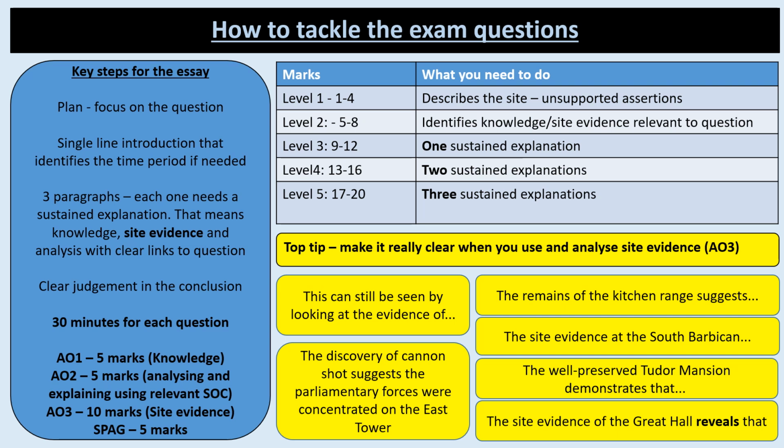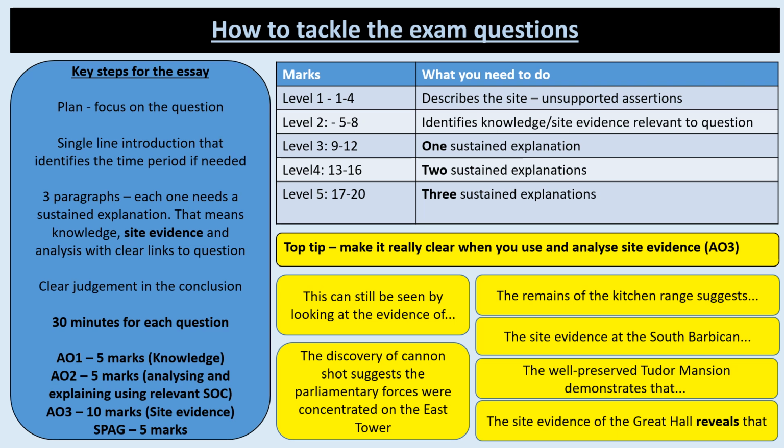Now, in terms of the marks that they give you for this, there's 5 marks for knowledge, 5 marks for analysis, and 10 marks for site evidence, and SPAG is worth 5 marks. So it means site evidence is really crucial. Now, in terms of the levels, if you just describe the site, with a little bit of vague knowledge, you're going to get level 1, 1 to 4 marks.